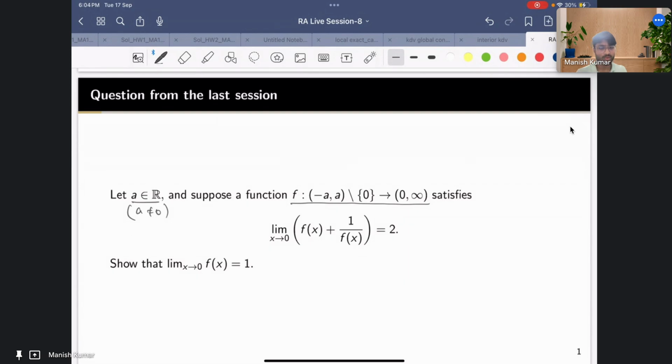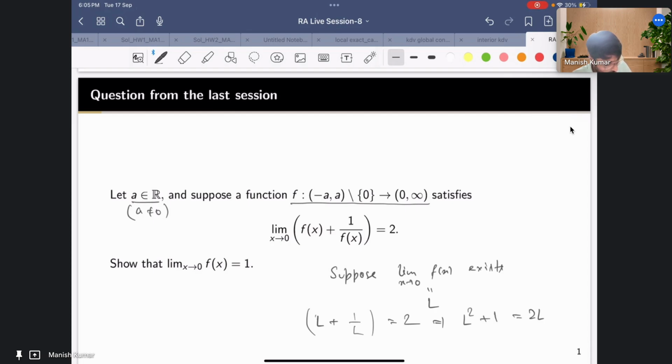Then you have to prove that the limit of f(x) as x goes to 0 has to be 1. So one thing is clear: suppose that the limit exists, as x tends to 0, and let it be L. Then we'll have L plus 1 by L is equal to 2, and then L square plus 1 is equal to 2L, and from here you will get L minus 1 whole square is equal to 0, and this will give you L is equal to 1. So when you assume that the limit exists, it's a very easy problem.